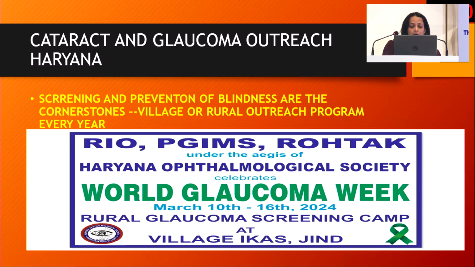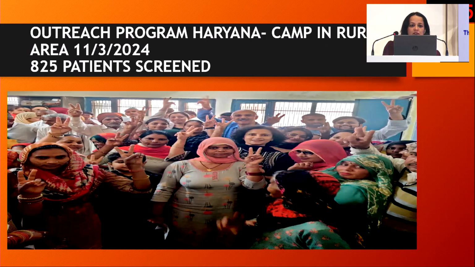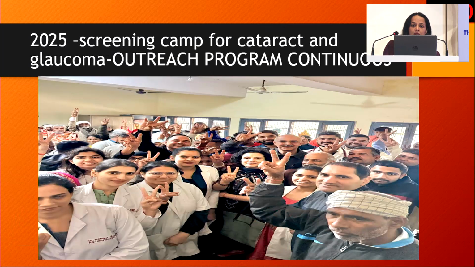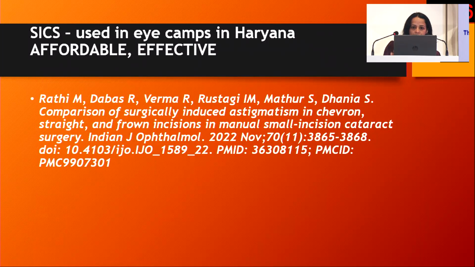Like in our institution every year, during the World Glaucoma Week or the World Diabetes Awareness Week, we organize rural and outreach programs, which are cornerstones in the screening and prevention of blindness. This camp was organized last year where 825 patients were screened, and this year again it was organized during the Glaucoma Awareness Week. So this way we are doing outreach programs in Haryana to increase the awareness and prevention of blindness in the various districts of Haryana.